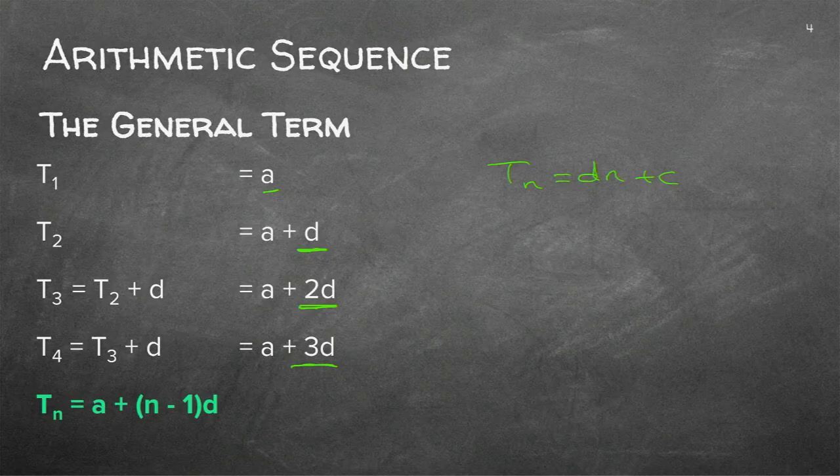Now look carefully. This is term 4, and we're adding 3 Ds. This is term 3, and we're adding 2 Ds. This is term 2, and we only add 1 D. So where do they get this n minus 1 from? It's the A plus, and the figure in front of the D is always 1 less than the N. When the N is 4, that figure will be 3. It will always be 1 less than the N of your term. And then you just multiply it with the D.